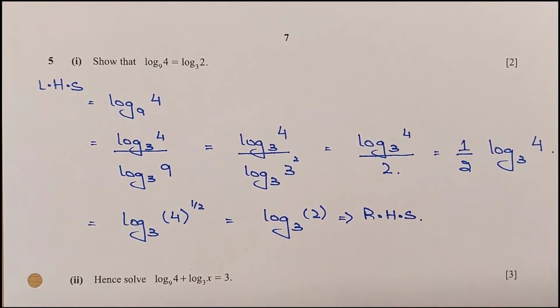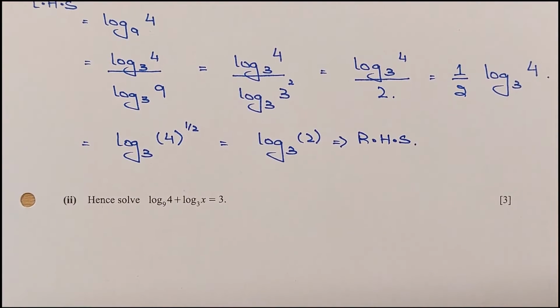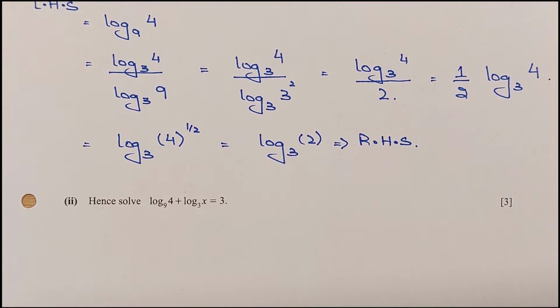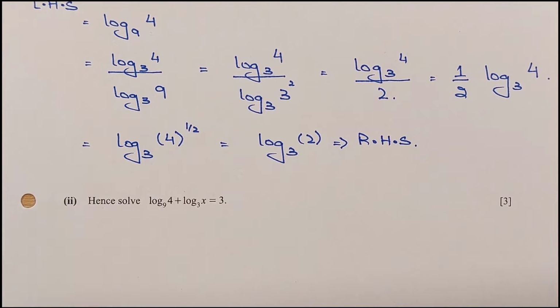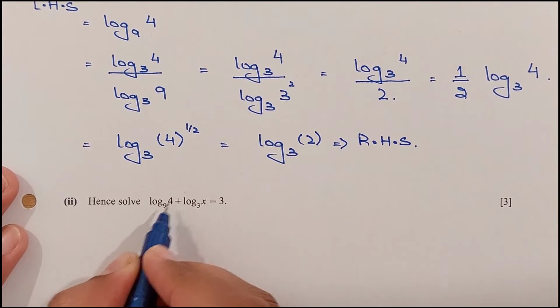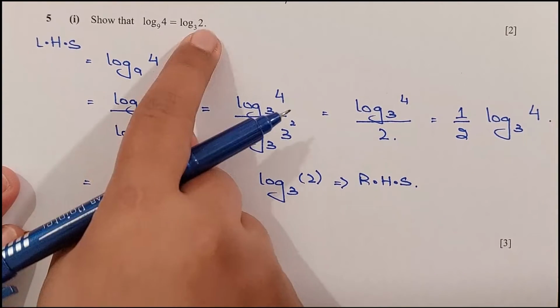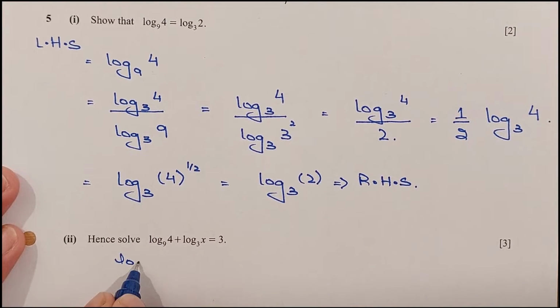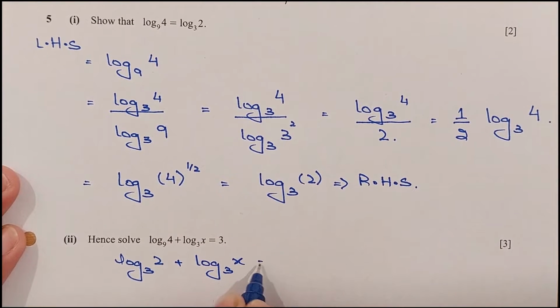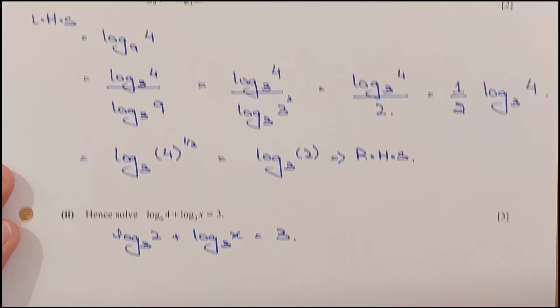So the left hand side proved to the right hand side. Now for the second part, hence solve this equation. So we have to solve this. As you can see, log base 9 of 4 is equal to log base 3 of 2. So put over here log base 3 of 2 plus log base 3 of x is equal to 3, right?